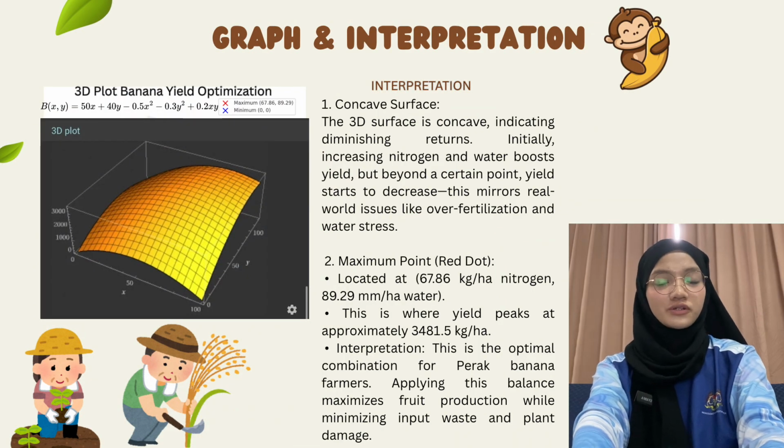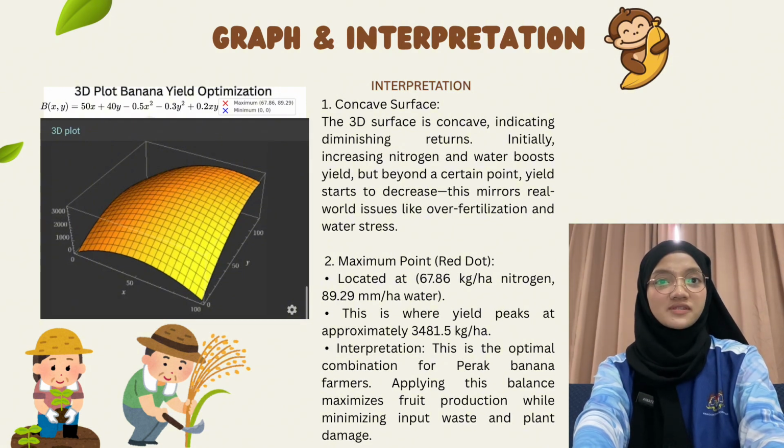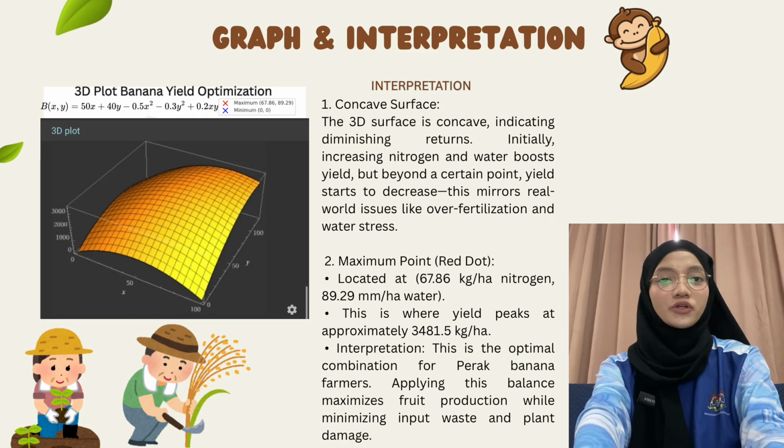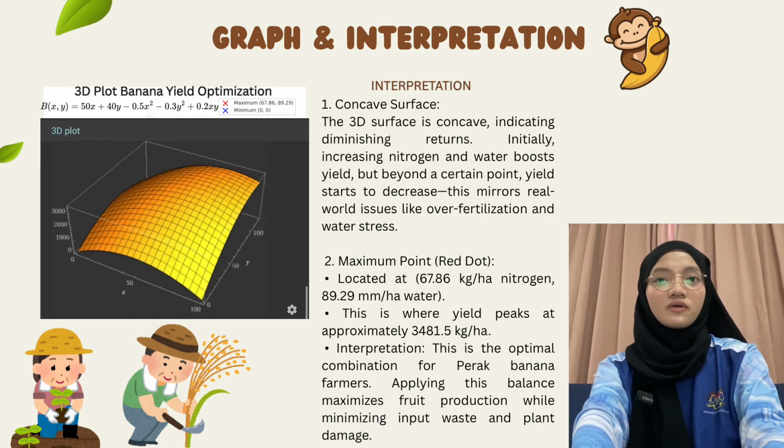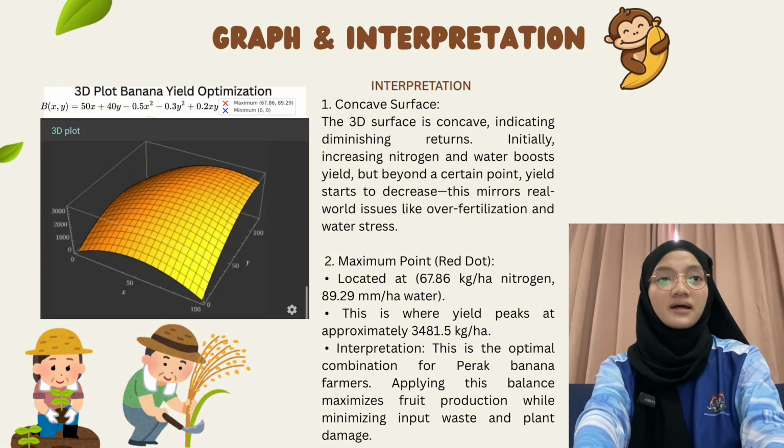This 3D graph visually demonstrates how nitrogen and water inputs affect banana yield with the function 50x plus 40y minus 0.5x squared minus 0.3y squared plus 0.2xy. The x-axis displays nitrogen fertilizer from 0 to 100 kg per hectare, while the y-axis shows water irrigation from 0 to 100 mm per hectare. The height of the surface represents the resulting banana yield in kilograms per hectare.